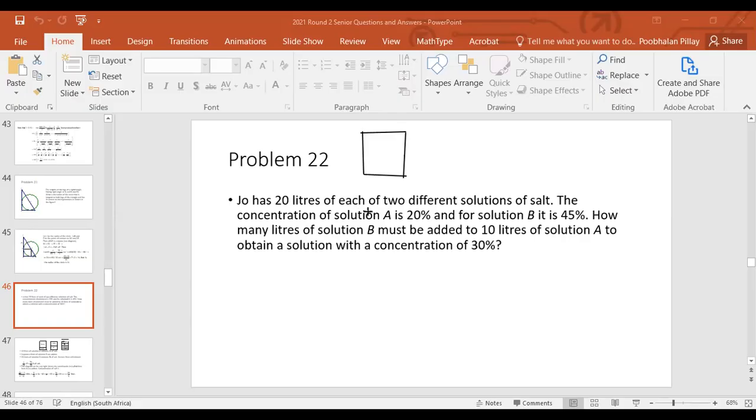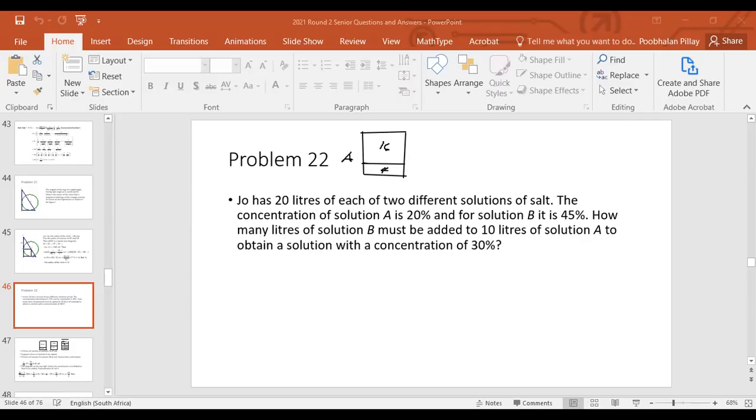In container A, 20% of the 20 liters is salt. Now 20% of 20 liters is 4. So let me separate the salt from the water and put down that you've got 4 liters of salt and 16 liters of water, because you've got 20 liters altogether. That's your container A, which has got 20% salt in it.